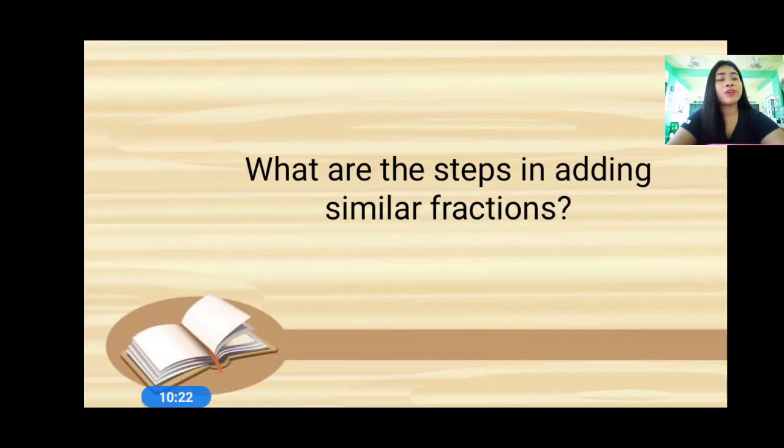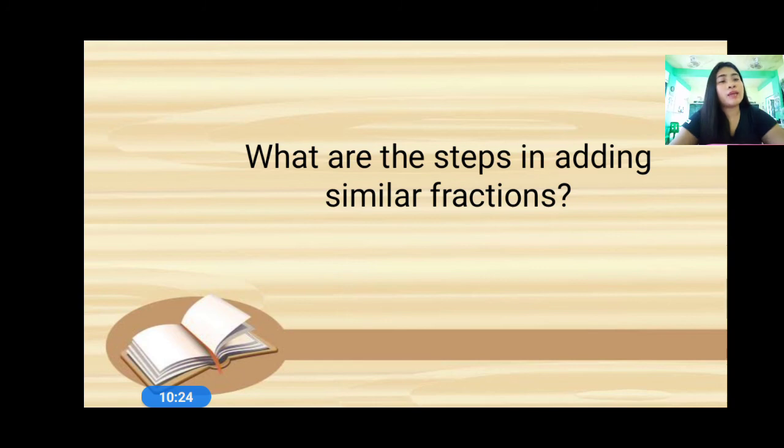So I have your question. What are the steps in adding similar fraction? Okay, everybody, what are the steps in adding similar fraction? First, check if the denominators are the same, and then if it's the same, then add the numerator, and the moment you're done adding the numerator, you're just going to copy the denominator, and if the fraction can be converted to lowest term, then you have to convert it to lowest term.